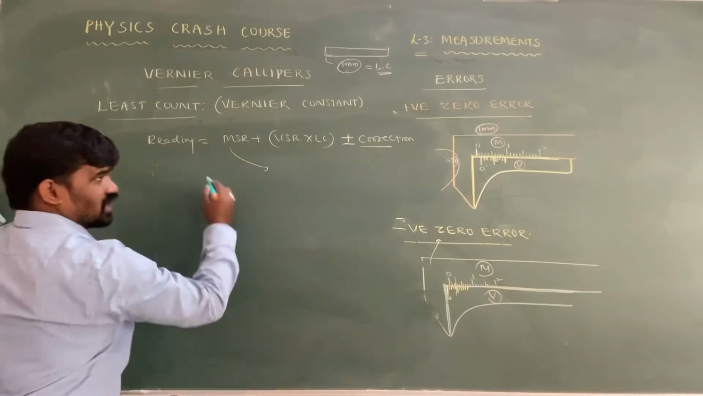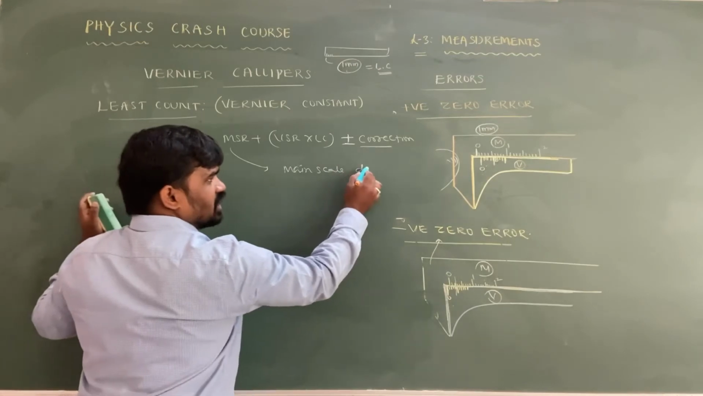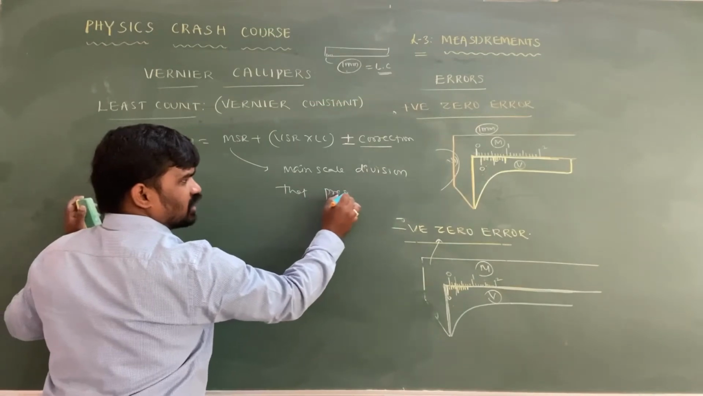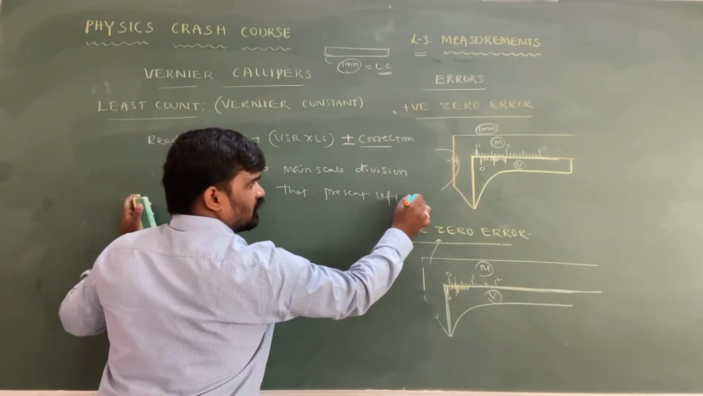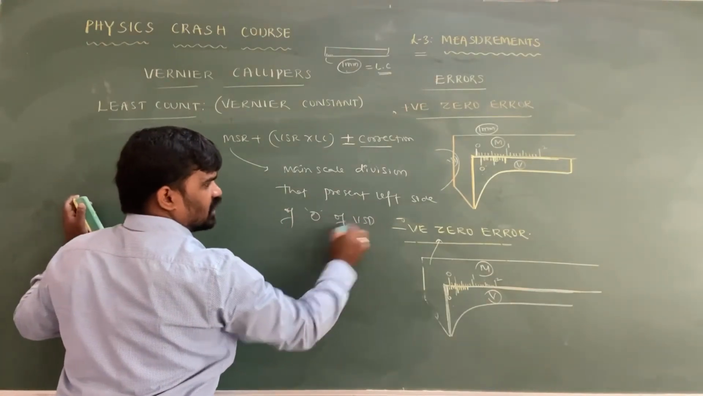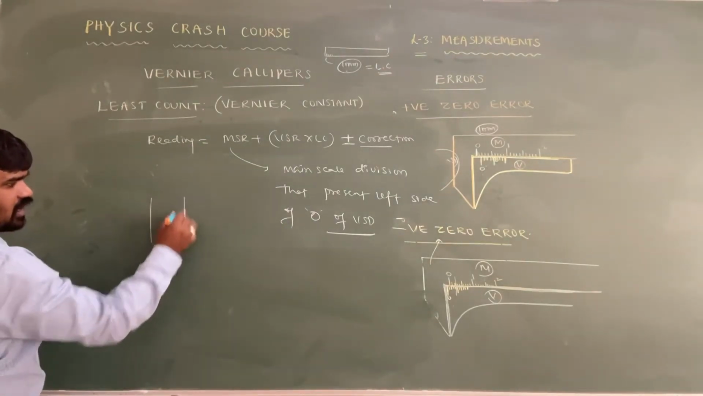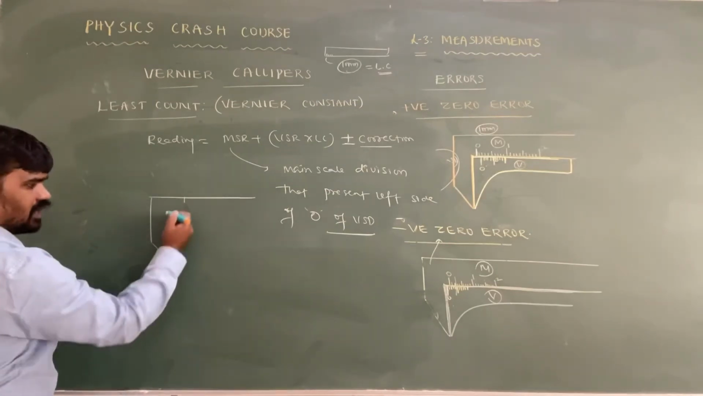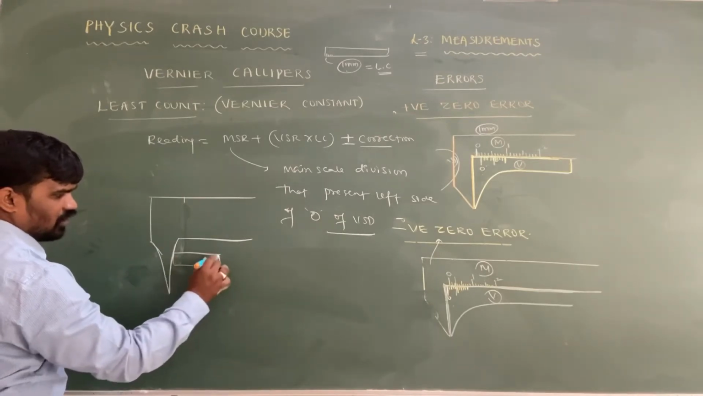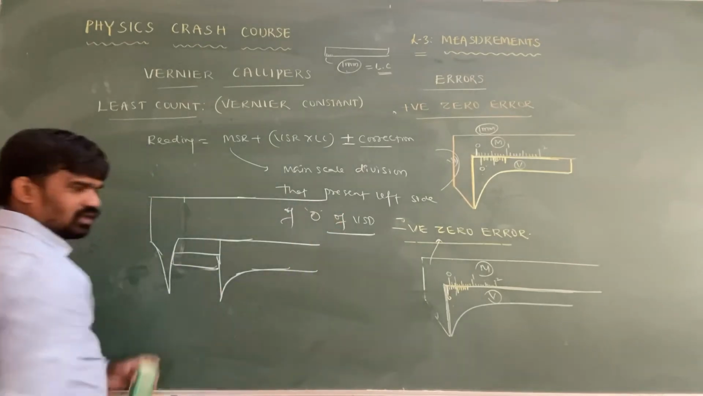But what is the MSR? MSR is the main scale reading, the main scale division that is present on the left side of the 0 of the vernier scale division. So you are taking a vernier calipers like this. For suppose this is a vernier calipers, here I am keeping one cylinder and this is a vernier shaft. So now this is the vernier calipers position.